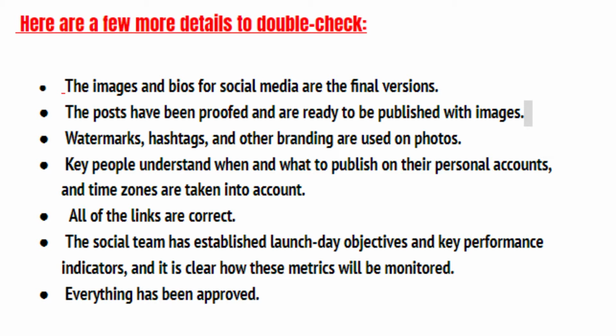Here are a few more details to double-check. The images and bios for social media are the final versions. The posts have been proofed and are ready to be published with images. Watermarks, hashtags, and other branding are used on photos. Key people understand when and what to publish on their personal accounts, and time zones are taken into account. All of the links are correct. The social team has established launch day objectives and key performance indicators, and it is clear how these metrics will be monitored. Everything has been approved.